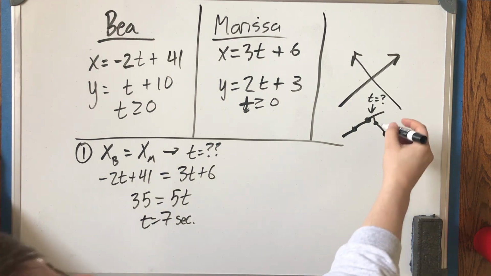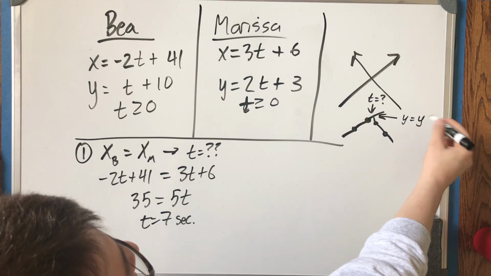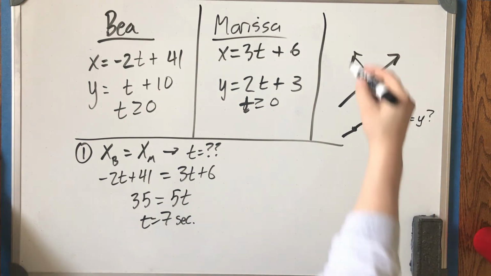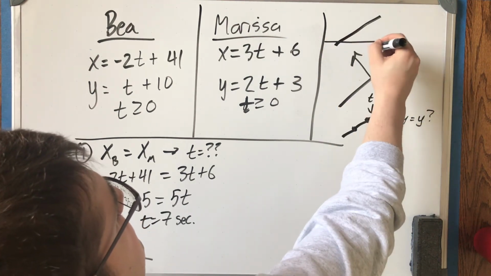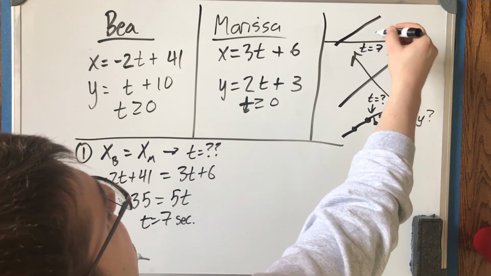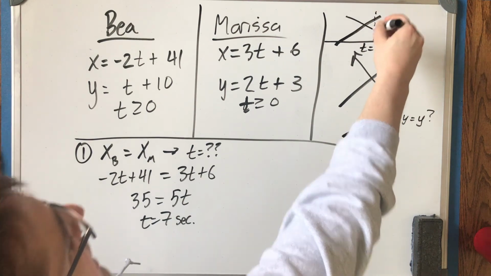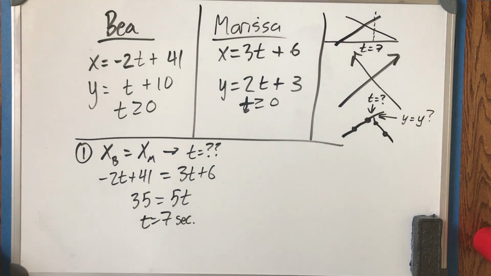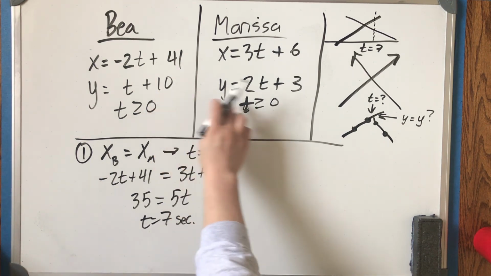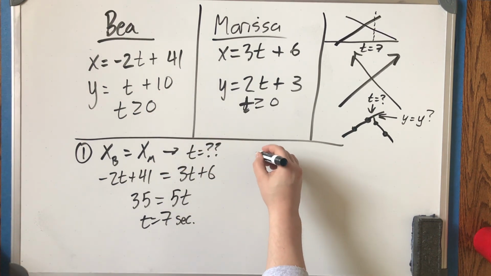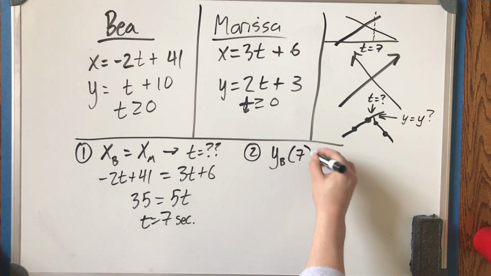But what we don't know is, at 7 seconds, is the y value equal for both of them? Okay, because we know that maybe their x values are equal at t equals 7. So let's just make an arbitrary t equals 7. So maybe their x values are equal right here. But if their y values aren't equal, then they're not going to hit each other. So all we do is just plug in t equals 7 into both equations and see whether or not they're equal or not. So let's do y of Bea, plugging it in at 7.